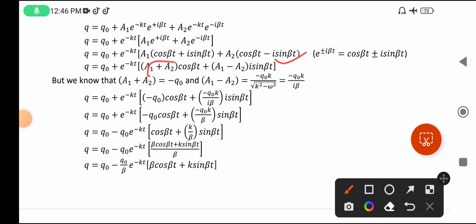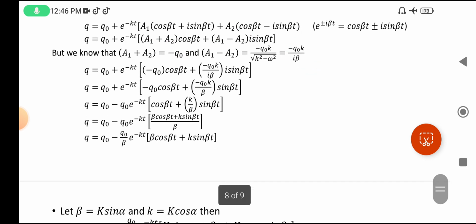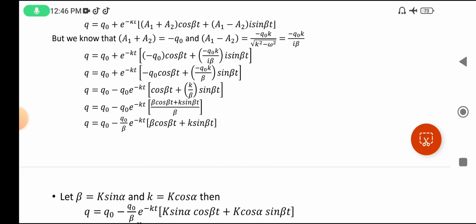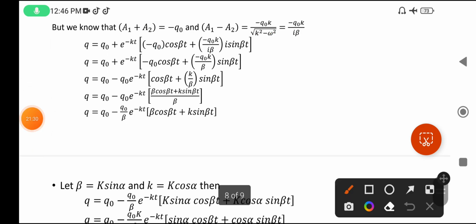Now already we know this term. Just now above we calculated it like this. So in the place of this, simply i beta is substituted. Substitute this in the above equation, then here you can get like this. Take outside. Now what you have to do? Here i and here i cancelled.